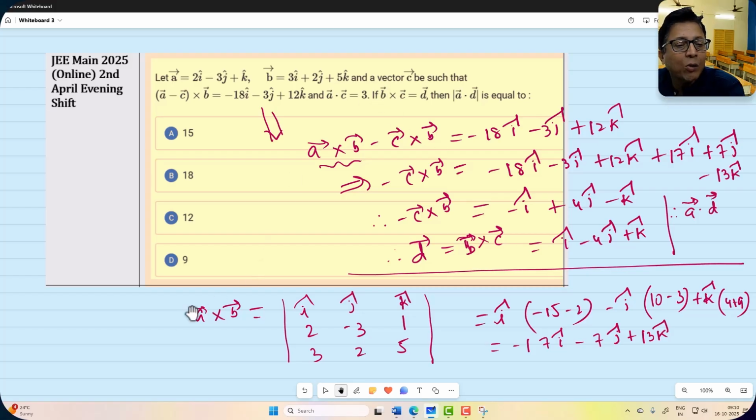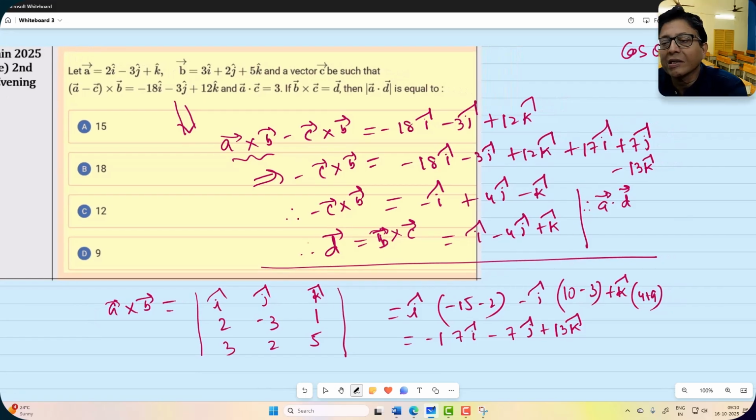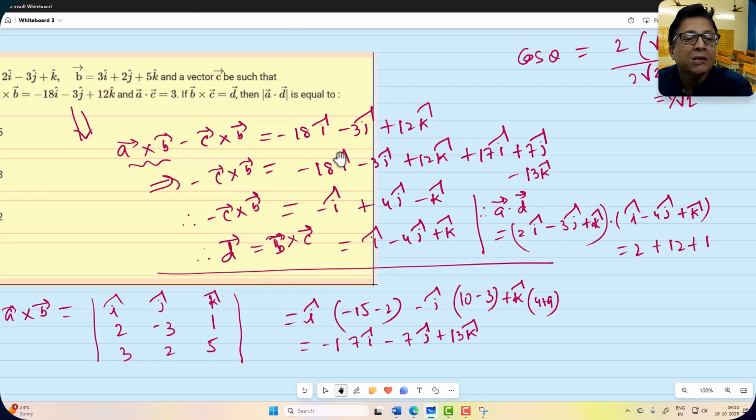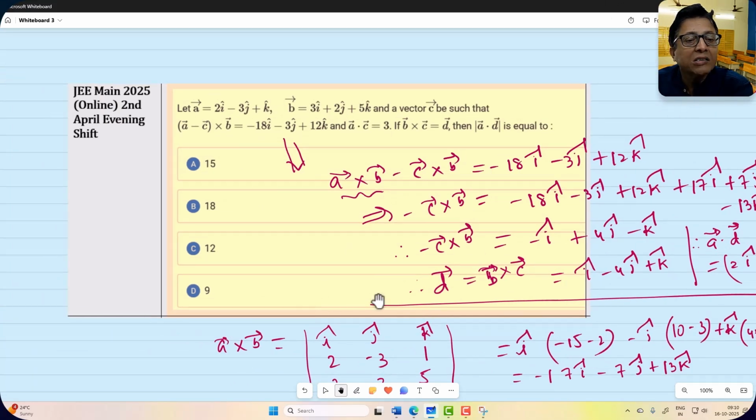So A dot D is what? You just put A and D over there. That is 2I minus 3J plus K dot D vector, that is I minus 4J plus K. So this will be 2 plus 12 plus 1. This is equal to 15. Alright? So the answer is 15 over there. Clear? Hope you have understood.